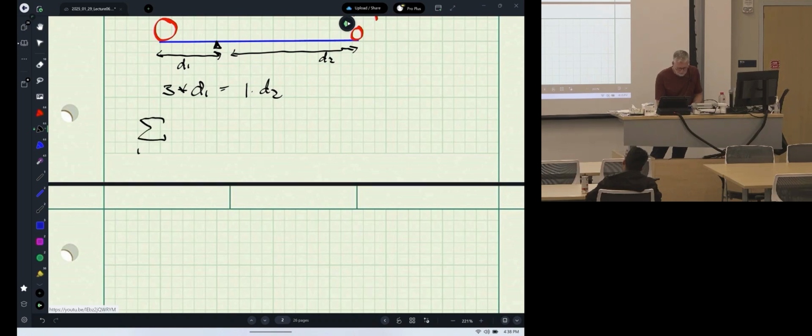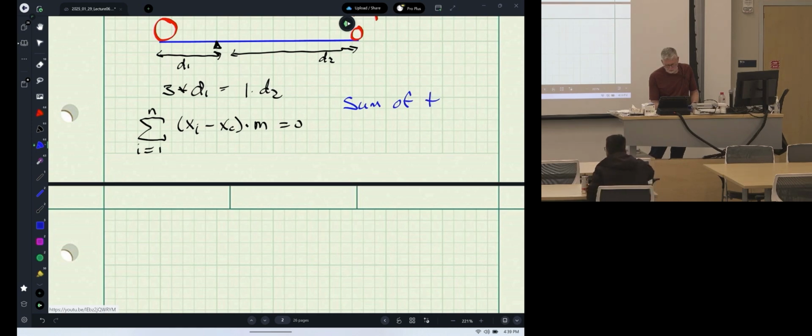And if you had more masses, the general formula is the sum, i equals 1 to n, of (xi minus xc) times m, equals 0. And I'll define all these terms. The sum of the moments equals 0.